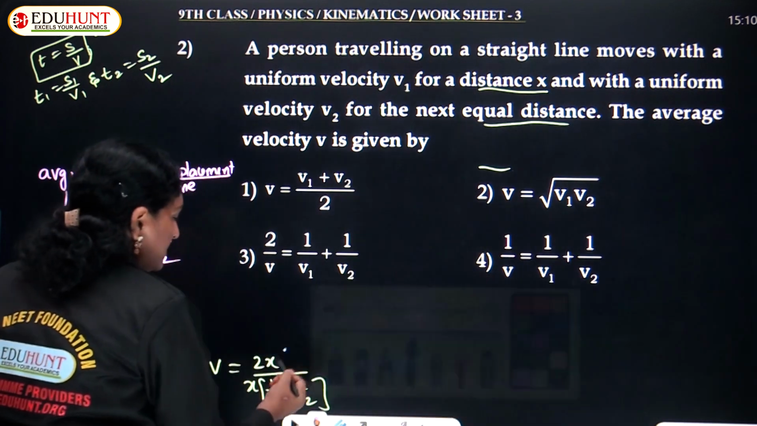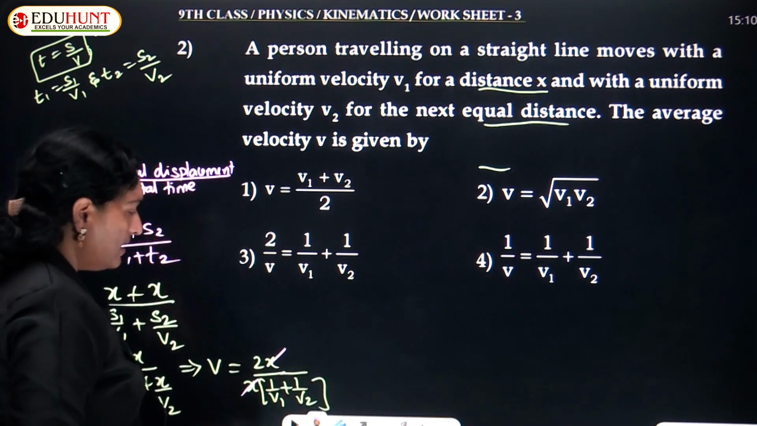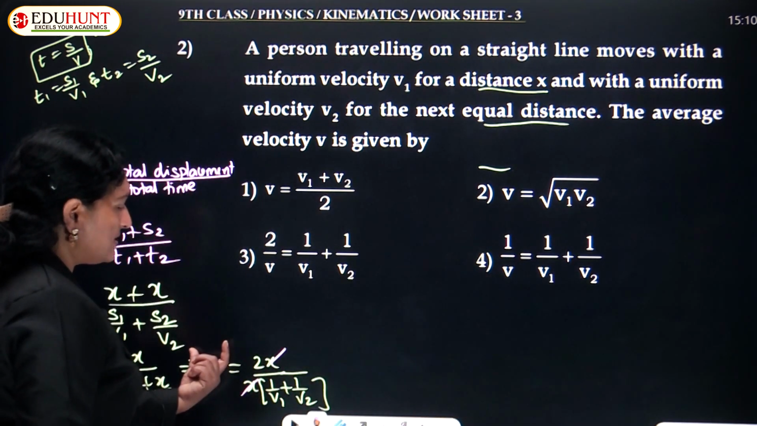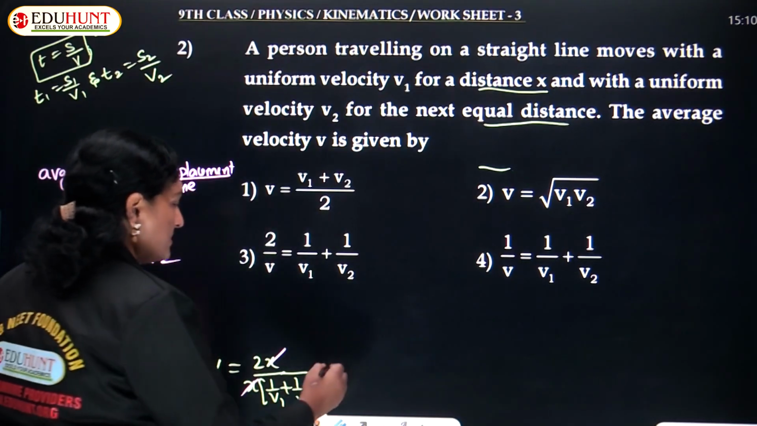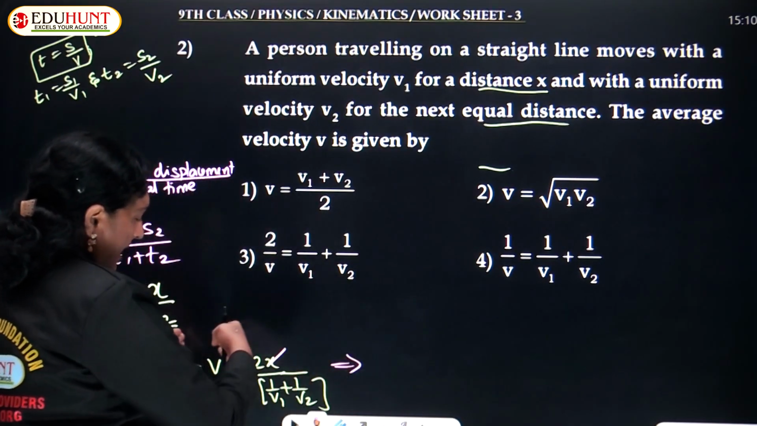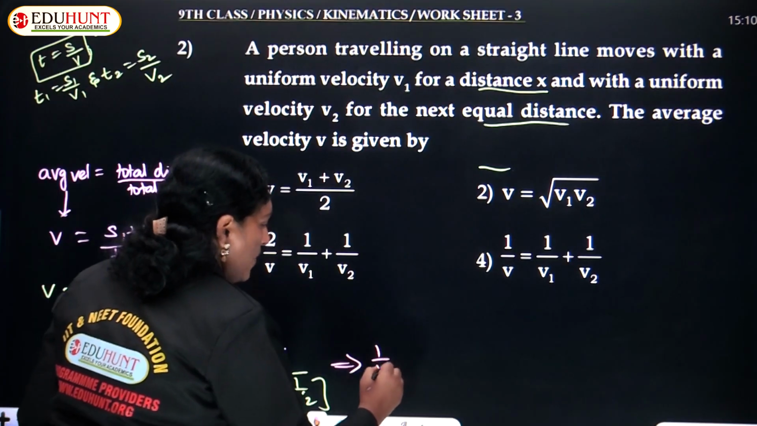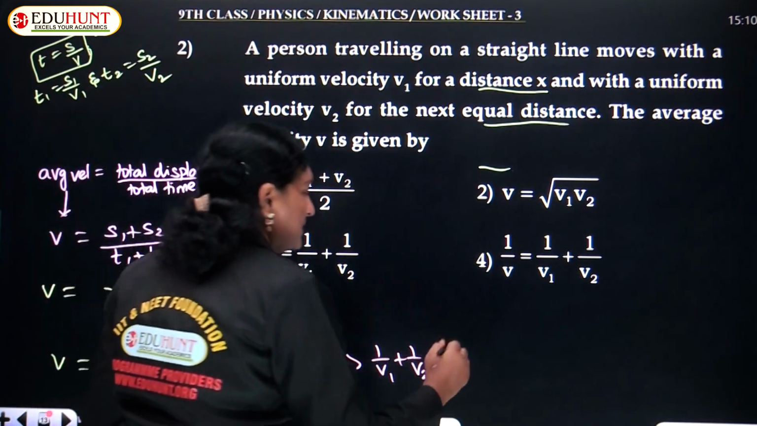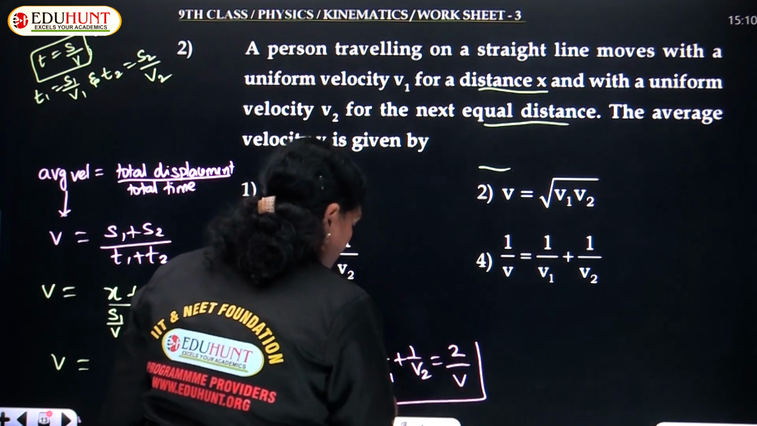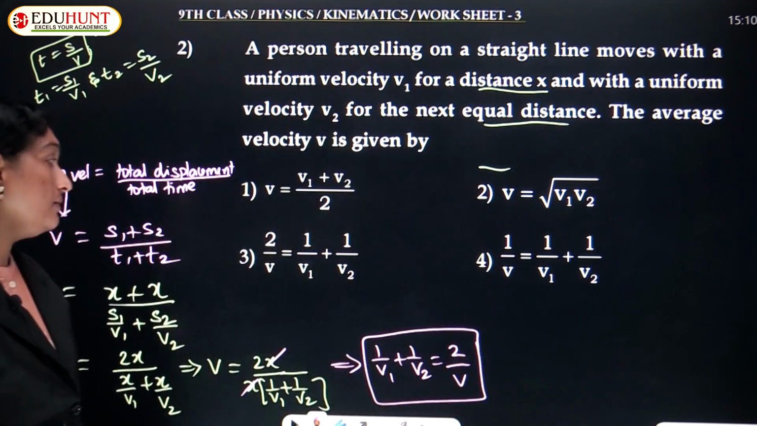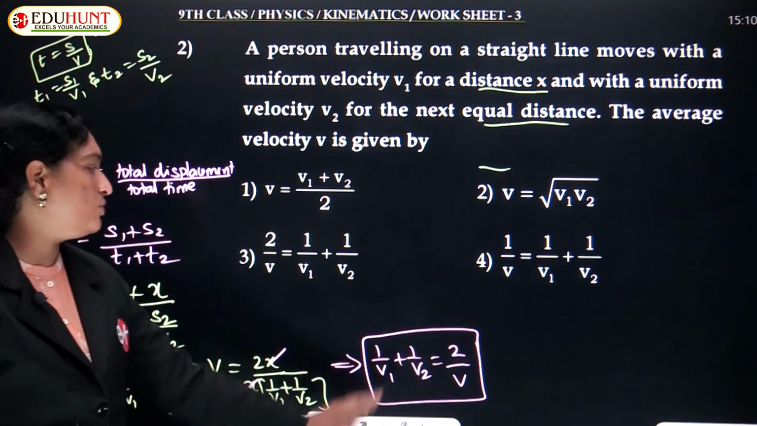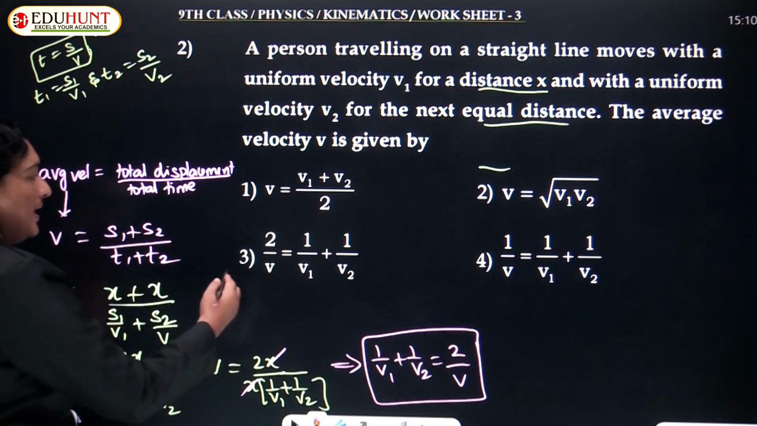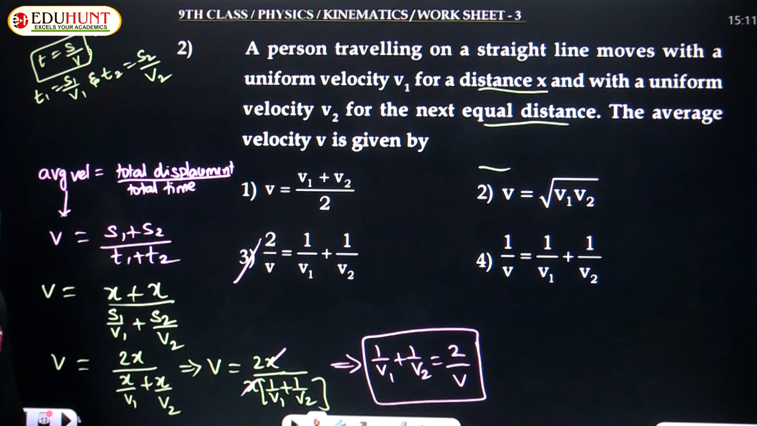So, simplifying further, this x and x get cancelled. Let us bring this 1 by v1 plus 1 by v2 to this side and v to the other side. Then we have 1 by v1 plus 1 by v2 equal to 2 by v. So, clearly we can see that 2 by v is equal to 1 by v1 plus 1 by v2. Hence, the third option must be true, that is, 2 by v is equal to 1 by v1 plus 1 by v2.